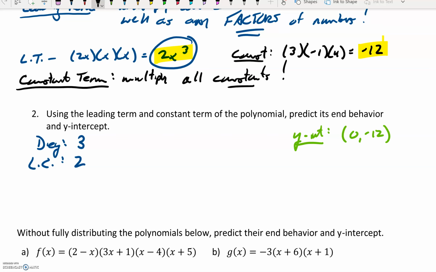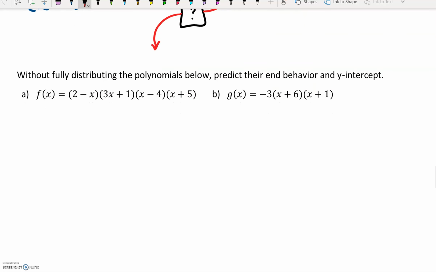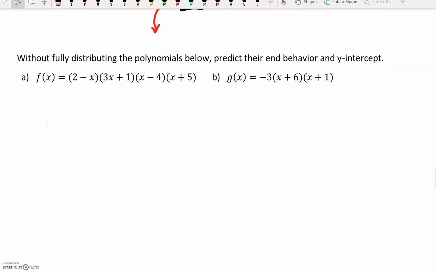Now we can look at the end behavior. I have an odd degree with a positive leading coefficient. That means my graph falls to the left and rises to the right. There's my end behavior. Now, if we look at the next examples, we're going to predict the end behavior and the y-intercepts of each of these without actually multiplying them out.